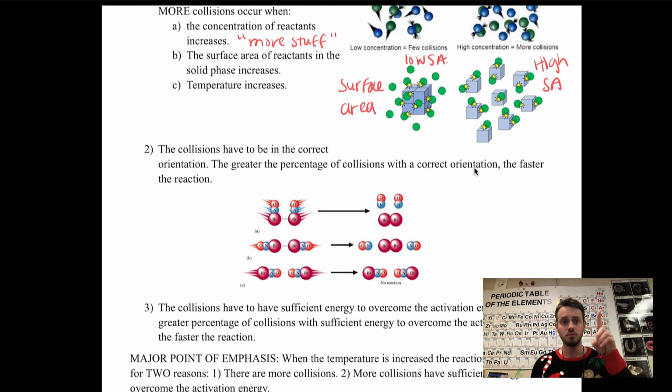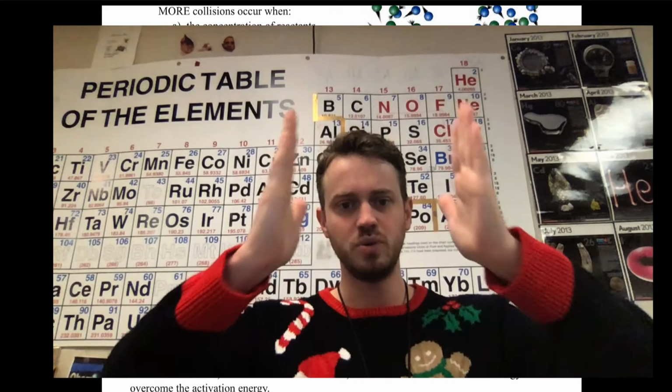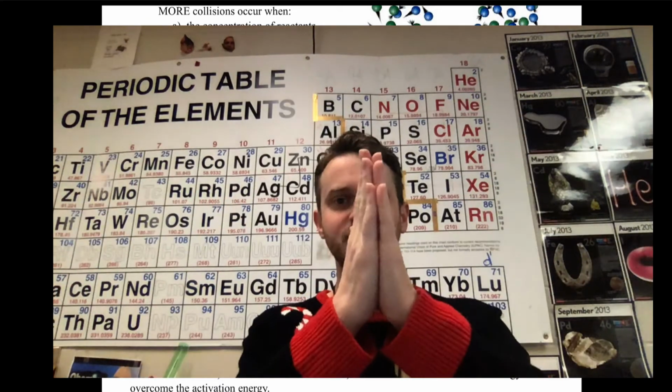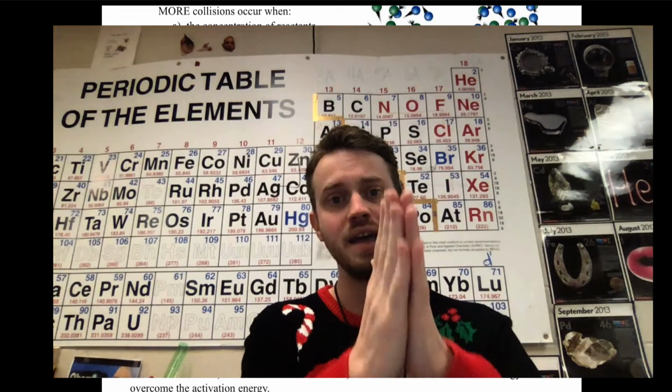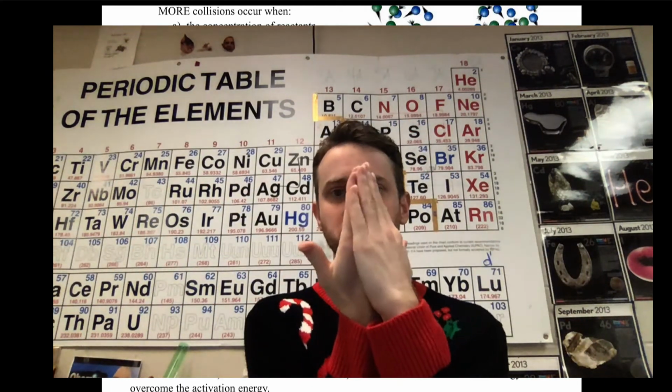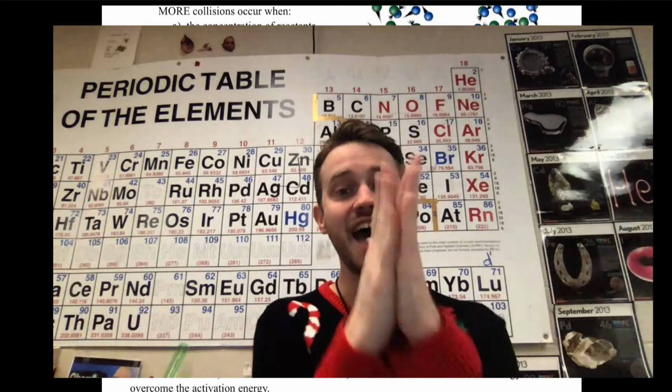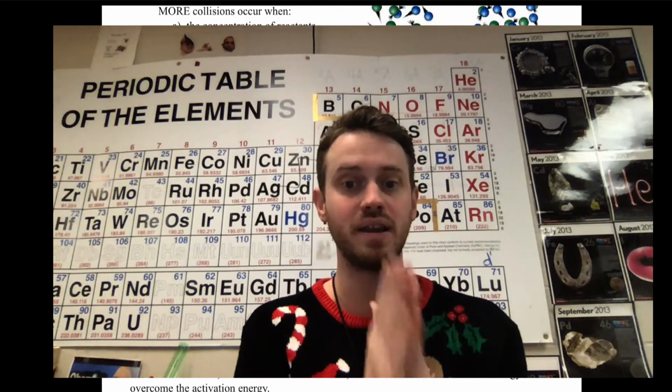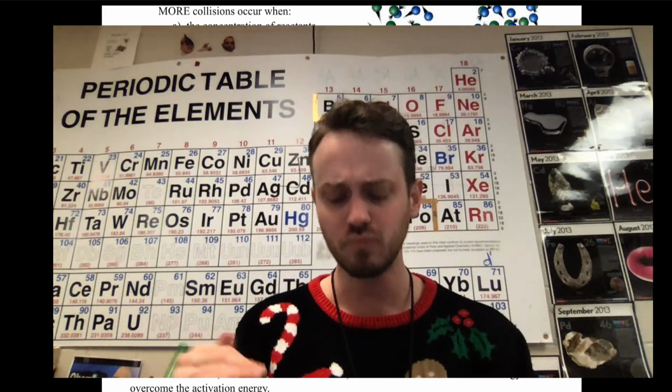So collisions have to happen, but they also have to hit each other in the right way. Let's say that I have a reaction between two things and they have to hit this way for the reaction to occur. If they hit this way, the reaction doesn't occur. If they hit this way, the reaction doesn't occur. They have to hit with the correct orientation. Otherwise, the collision is not successful.